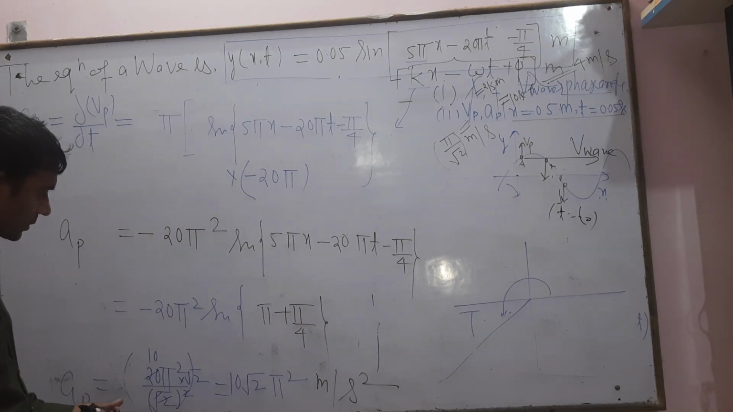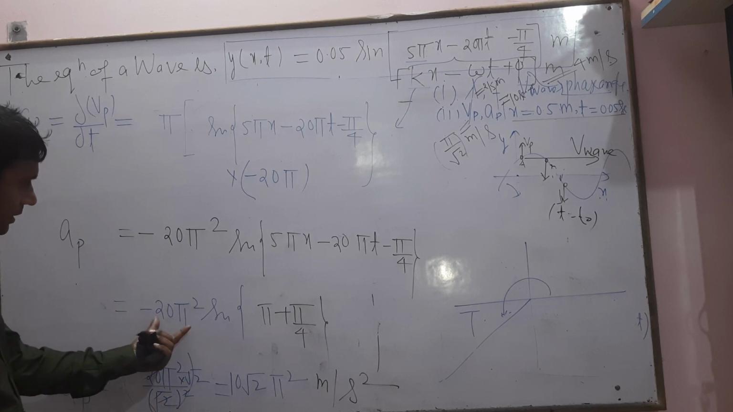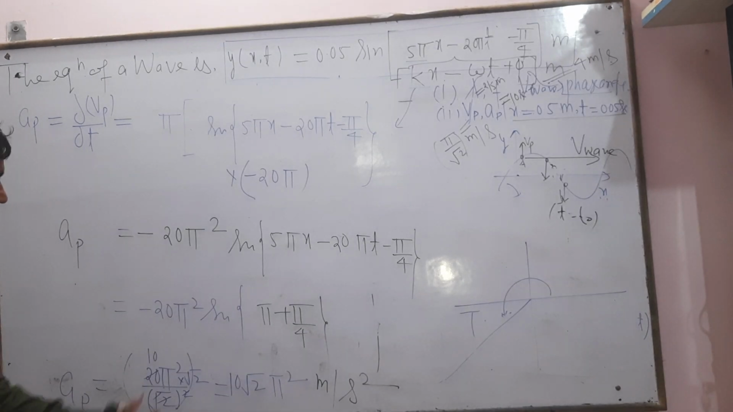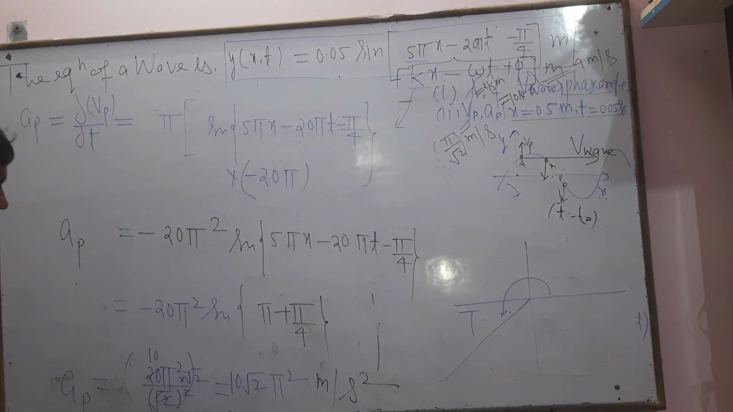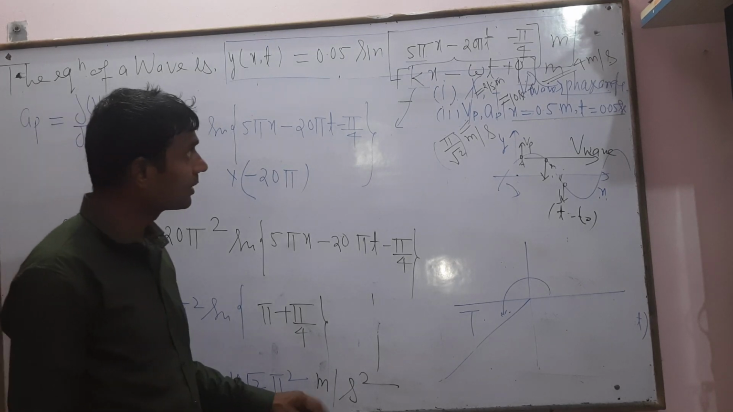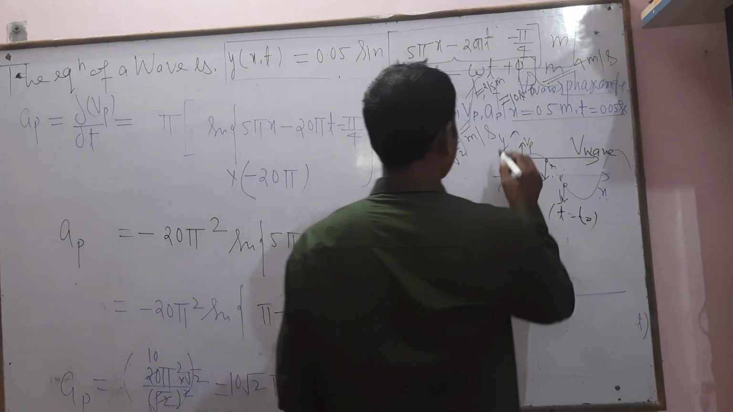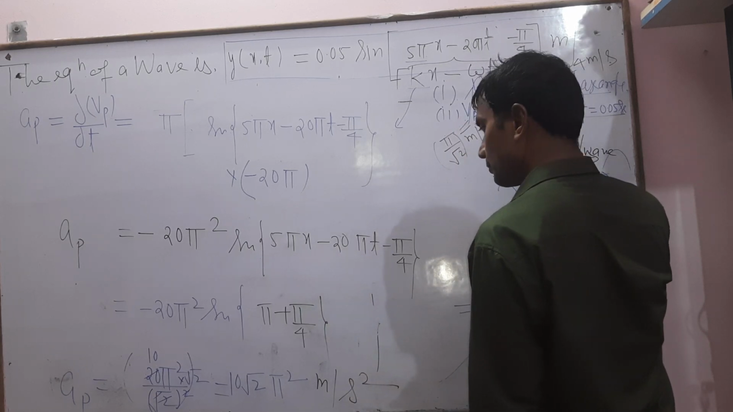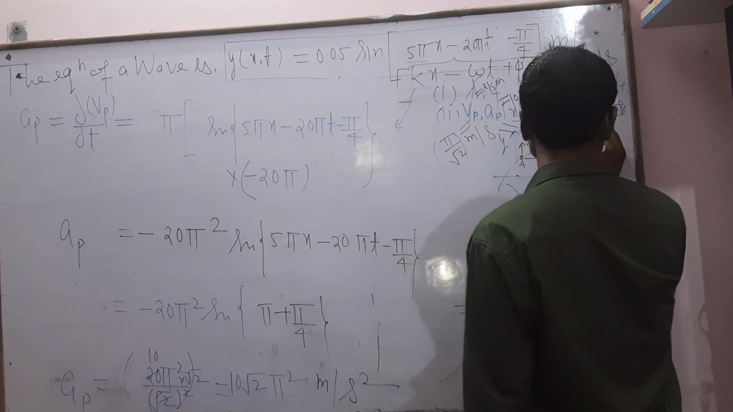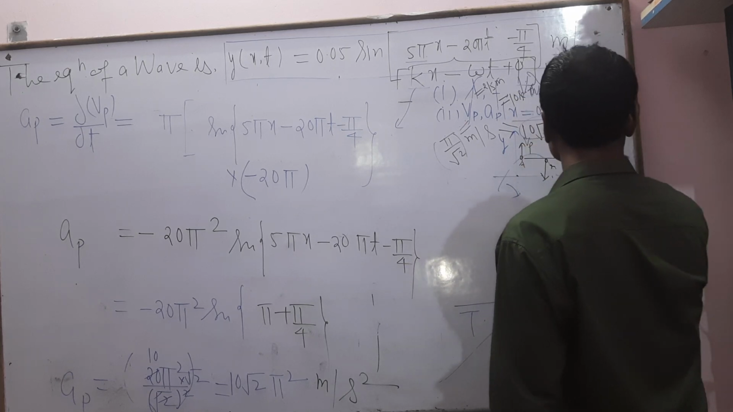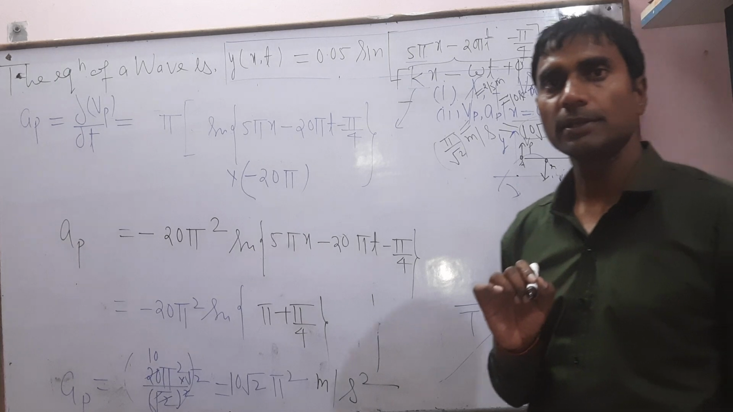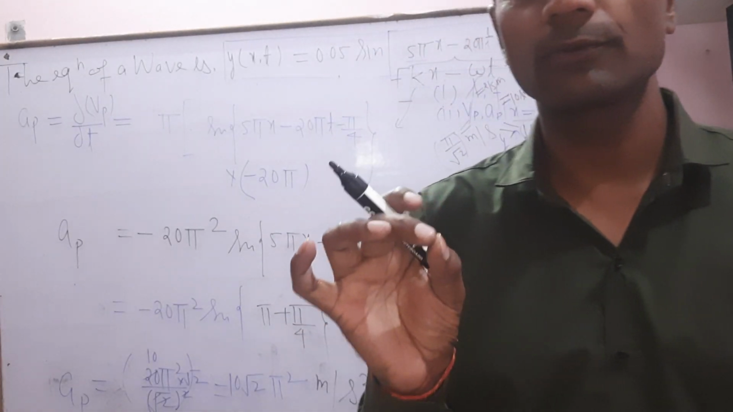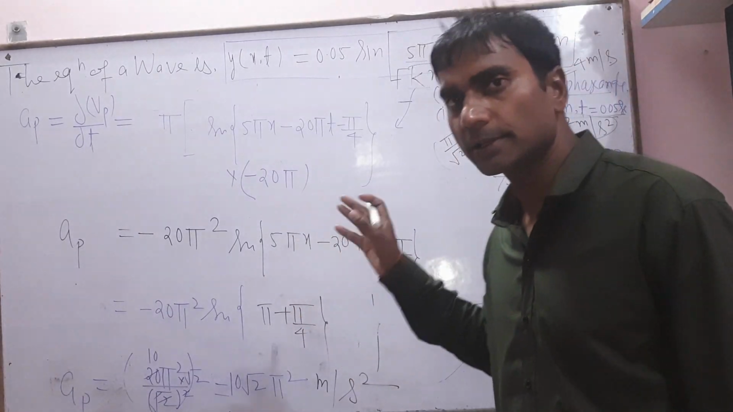Calculation is okay? 20 pi square, check the calculation. I think calculation is okay; no problem, concept is okay. So acceleration equals 10 root 2 pi square meter per second square. In place of pi put 3.14 and in place of root 2 put 1.414, so we can calculate by multiplying.